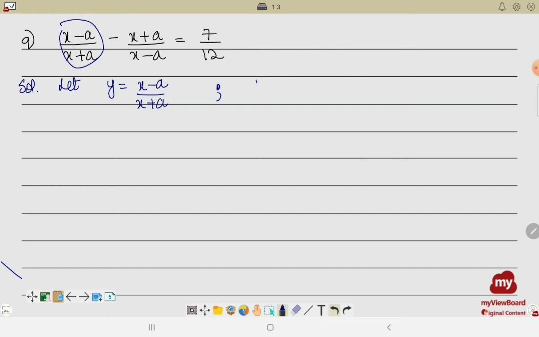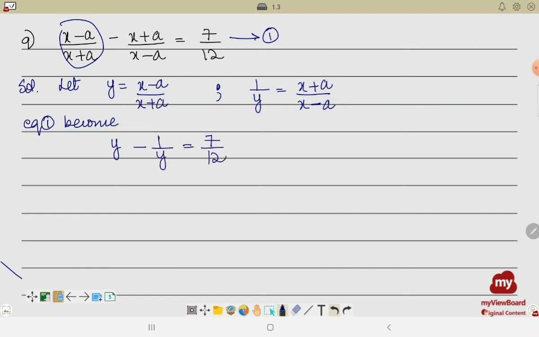When you take the reciprocal on both sides, the fractions will turn upside down, and you will get the other value of the second term as well. And then your equation will reduce to the quadratic form. So equation 1 will become, instead of first term we'll write y, instead of second term we'll write 1 by y, and it becomes 7 by 12, right? So now we are supposed to convert this equation to a standard quadratic equation. We have to remove y and 12. We'll multiply the whole equation by 12y.